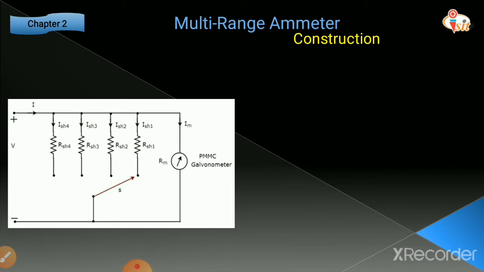Again I am repeating the meaning of multi-range ammeter. We can select multiple ranges of the meter, that's why it is called a multi-range ammeter. How to select multiple ranges? By using these shunt resistances.